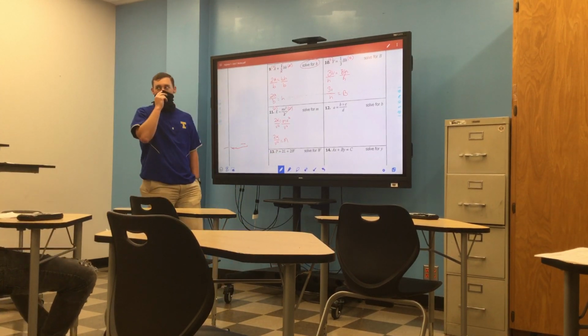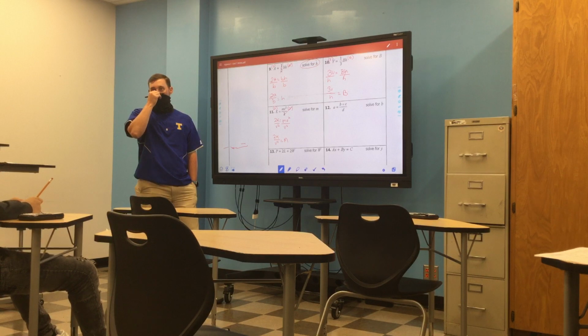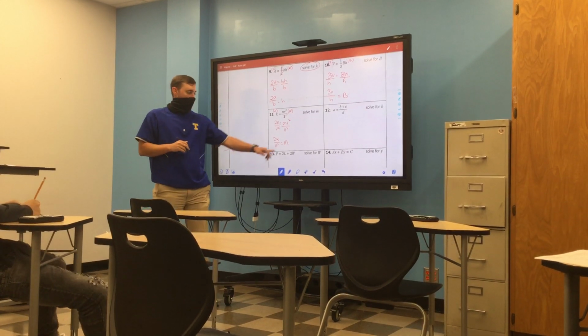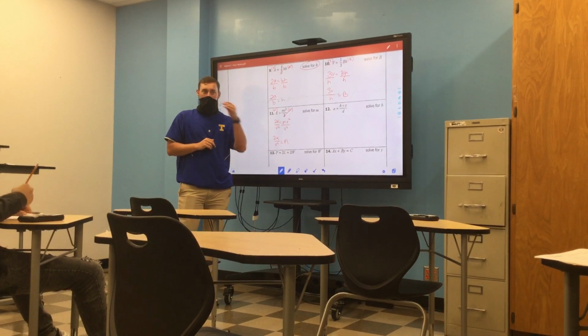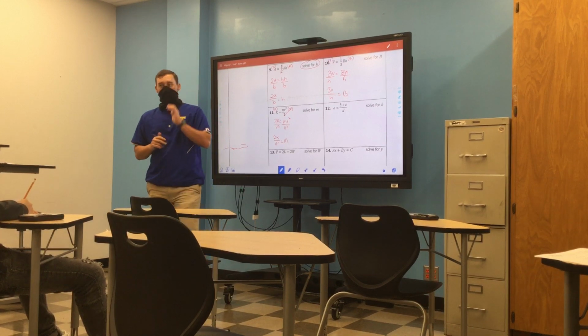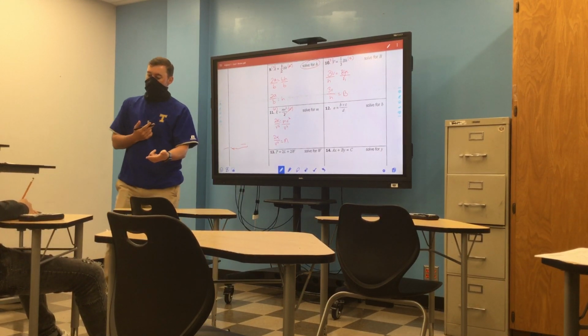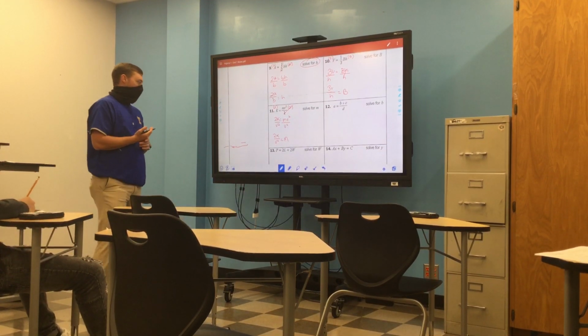Now, do I have to take the square root on this problem? No. Why not? Because M is already on the side by itself, right? The only time you're doing these operations is if you're trying to get it to the other side.